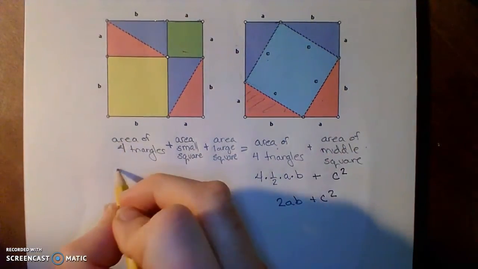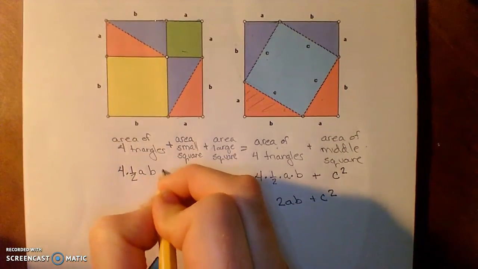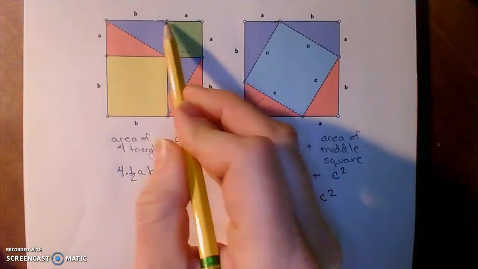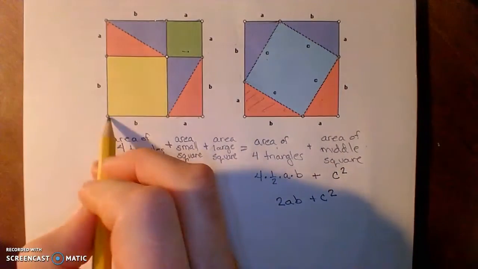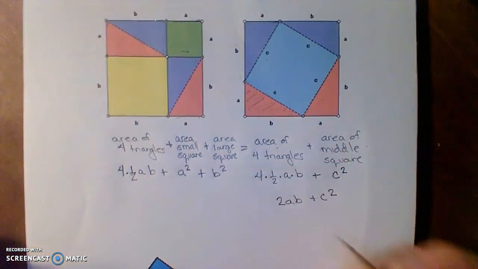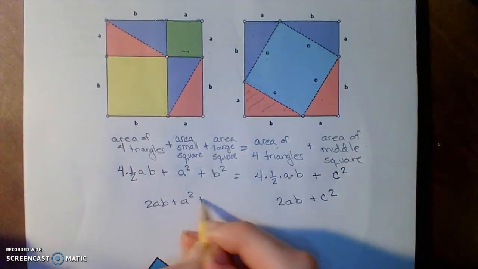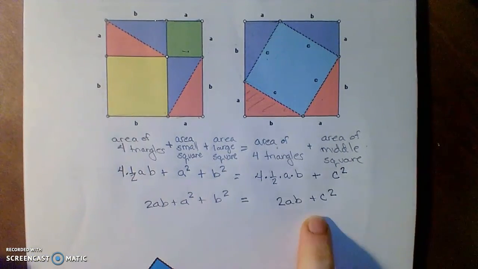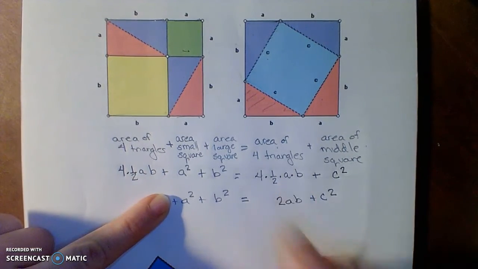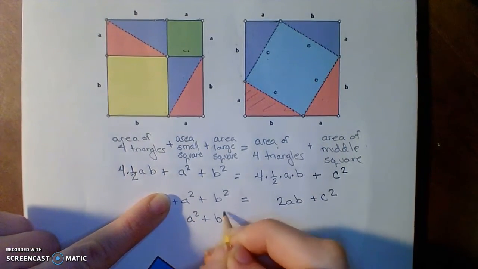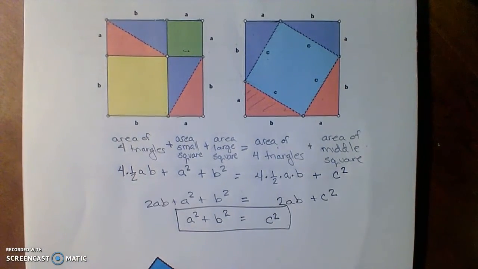So the area of these 4 triangles, again, I have 4 groups of 1/2 base times the height, 1/2 AB. The smaller square has side length A, so the area is A squared. And this larger square has side length B, so its area is B squared. If I simplify that, you get 2AB plus A squared plus B squared, and that should be exactly equal to 2AB plus C squared. Subtract 2AB from both sides, and we get exactly the Pythagorean theorem. A squared plus B squared has got to be equal to C squared.